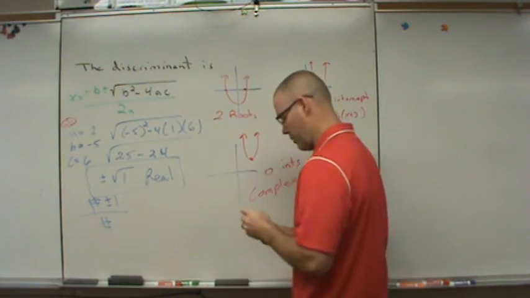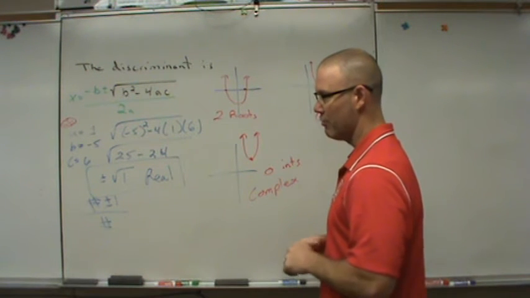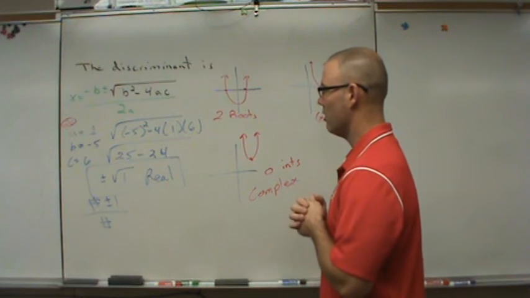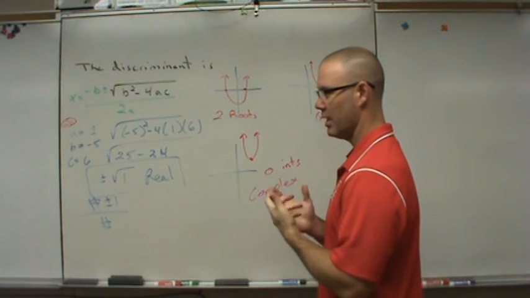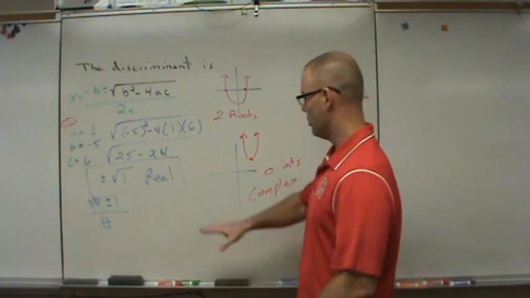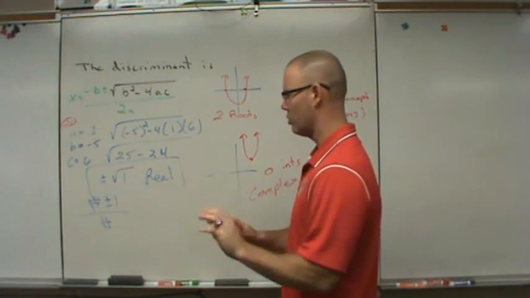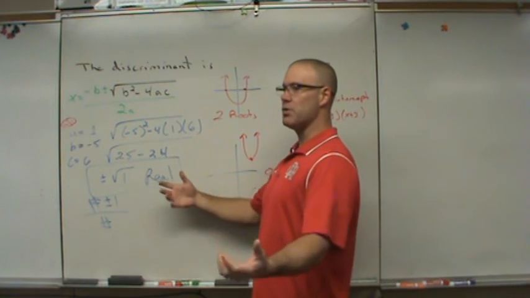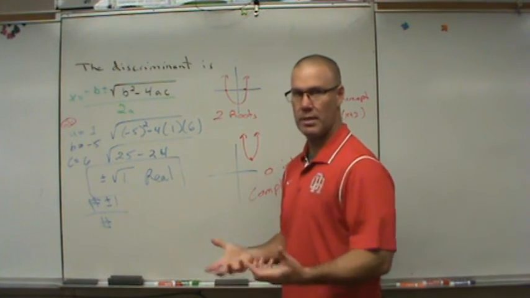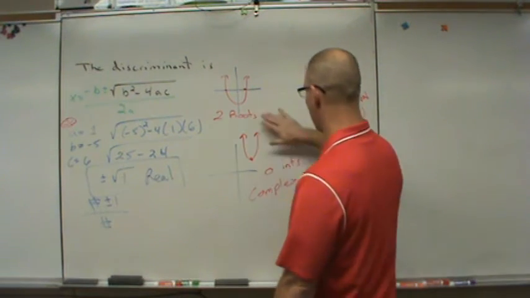All right? I'm just going to keep it simple. We have real solutions that are rational or irrational. This would be a real and a rational solution. I'm not worried about rational or irrational. The only difference is rational is like an actual whole number, and irrational means decimals. I'm more worried about real or complex.